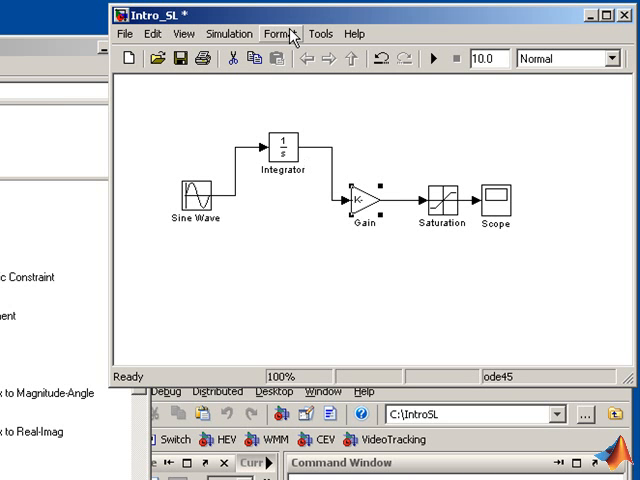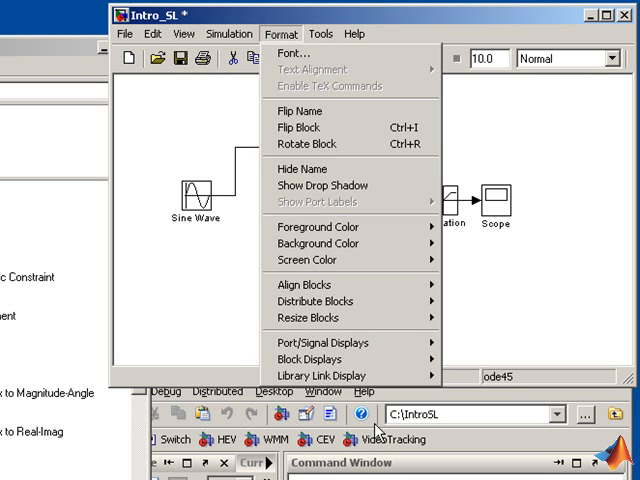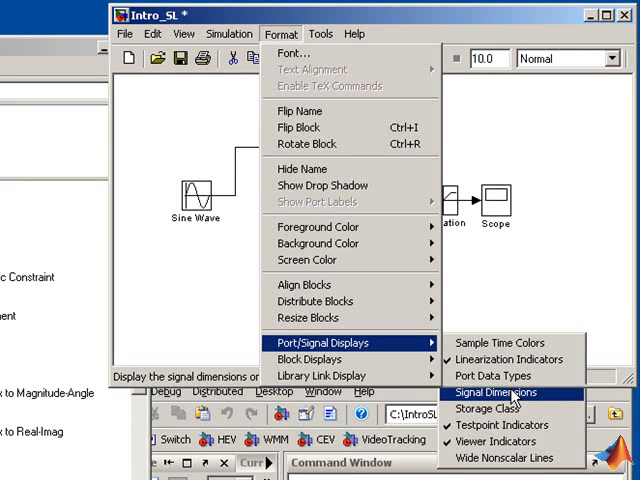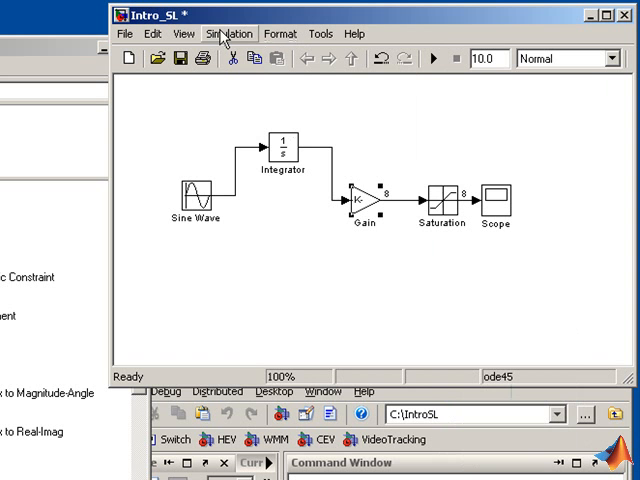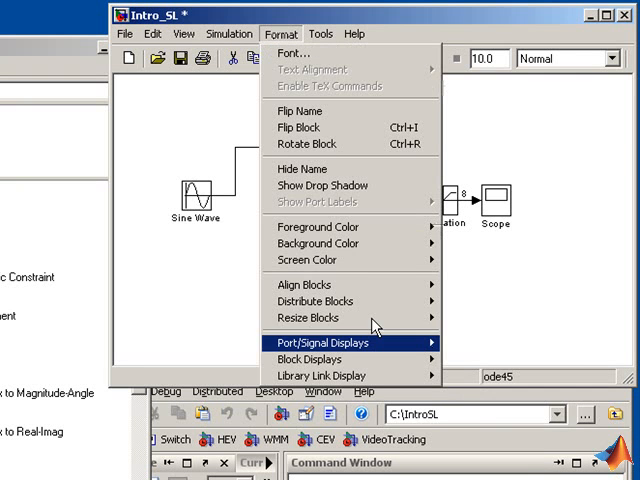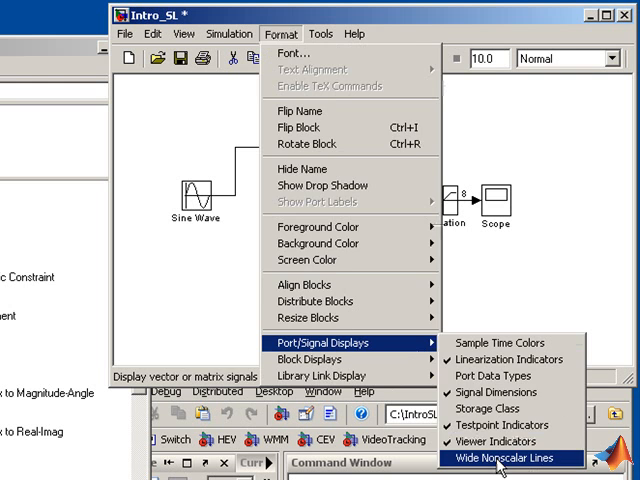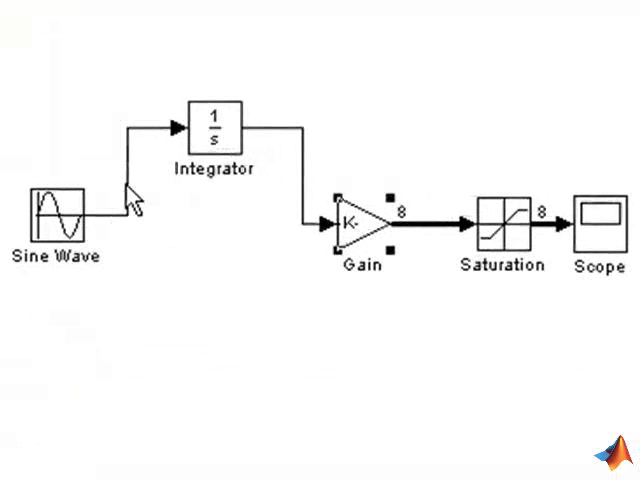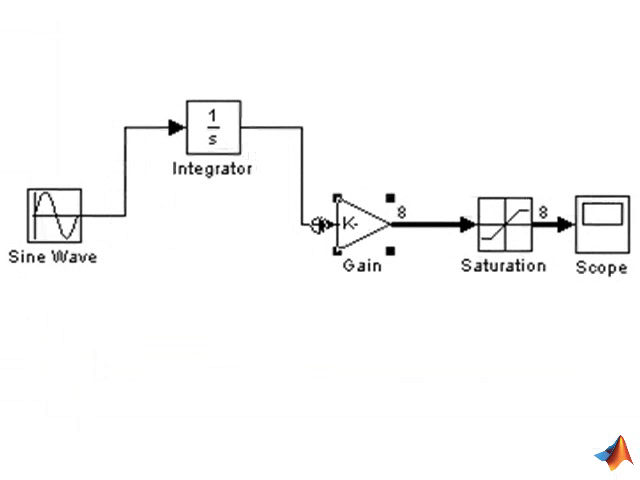10. And at this point, Simulink provides easy visualization of which signals are vectors and which signals are scalars by turning on some of these displays. So you can see that this signal and the output of the integrator is a scalar value that then gets multiplied by this gain, converting it into a vector value of 8 signals running in parallel that goes to the saturation and remains the same.